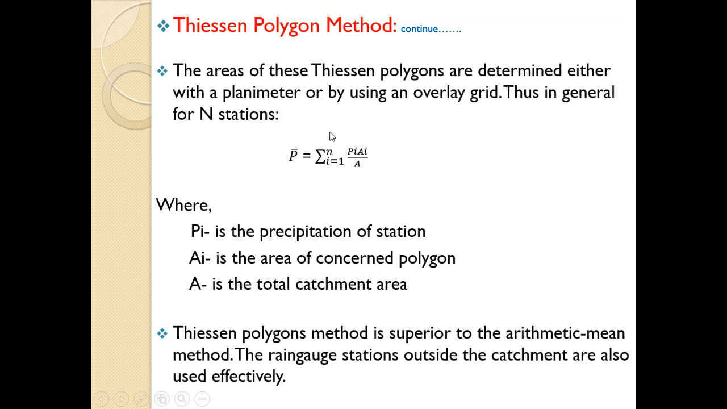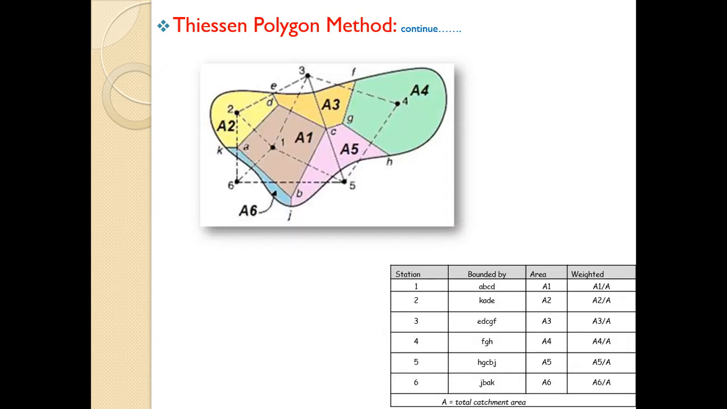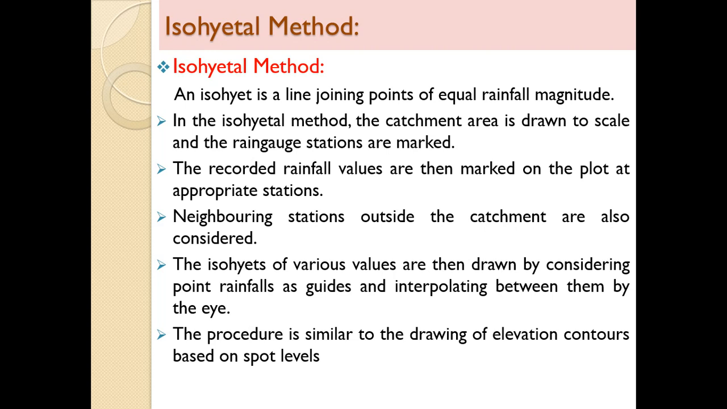In this case, the most important thing is that the boundary of the catchment will be the boundary for the polygon if the bisectors are going outside the polygon. Hope you have understood it. At least 50% you might have understood, and the other 50% you study once again, right? So this is regarding the Thiessen polygon method.